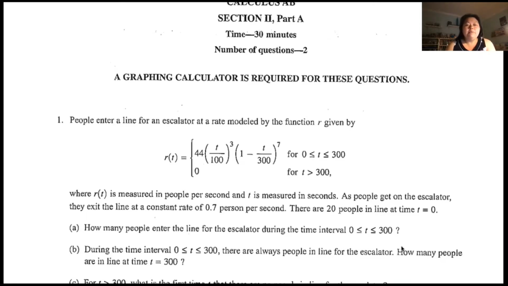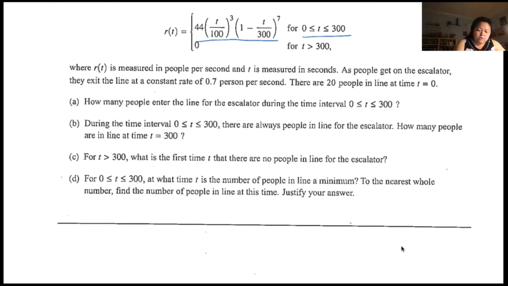So part A: how many people enter the line for the escalator during the time interval between 0 and 300 seconds? So again, this is the rate that's given to us, and we're going to figure out how many people. Thus, you take the integral from 0 to 300 of the rate, right? And it is this first equation because this is defined for 0 to 300 seconds. So we will go to part A.